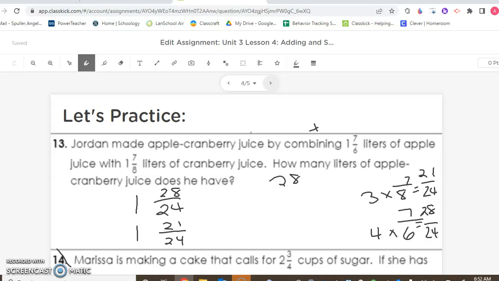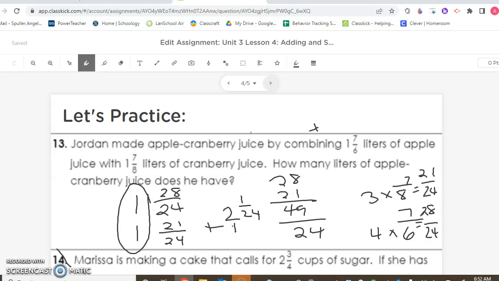Okay. Now I'm going to add the fractions first. I'm going to say 28 plus 21 gives me 49 over 24. Okay. I'm going to see how many 24s. Well, I know 24 times 2. So this is going to become 2 and 1 over 24. But I still have to add these whole numbers to it. So I have plus 1 and 1. So my answer, 4 and 1 over 24.